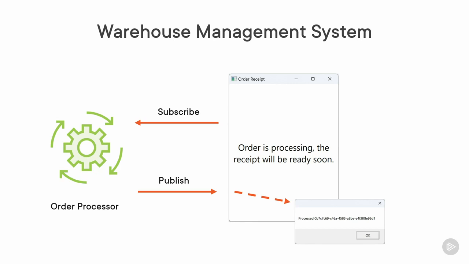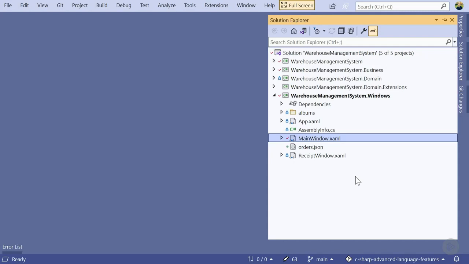Each time you press Process Order in the main window, it will create a new instance of the receipt window and pass the order processor. Let's look at how to express this in code.